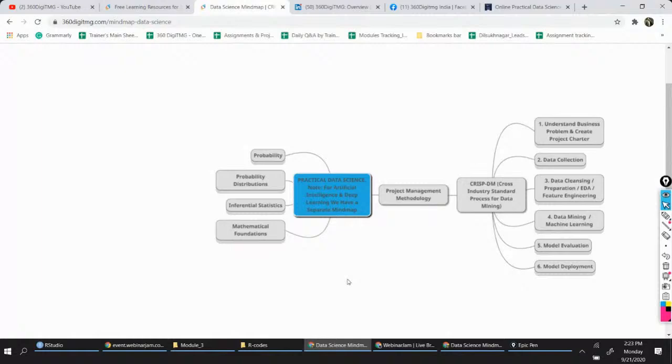Next, once you understand the business problem, you have to classify the business problem into one of the 4 stages that we have learned. What are those 4 stages? Let's see who will answer this question. There are 4 stages of analytics. What are those 4 stages?